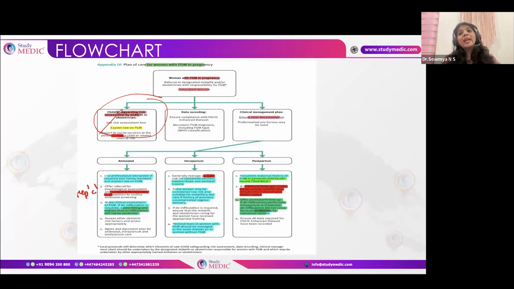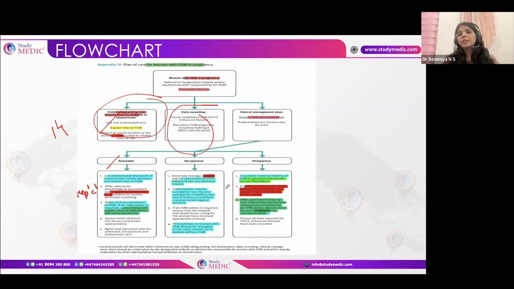If somebody helps in getting it done for the baby, it is illegal. Sometimes it could be so serious that there could be imprisonment of 14 years as well. So be very careful. Data recording, which I mentioned, their name is put only once. The rest of the time it is anonymized data. And clinical management: antenatal, intrapartum, postpartum. Antenatal, as I said, hepatitis C screening, and from 20 weeks onwards you can offer de-infibulation.